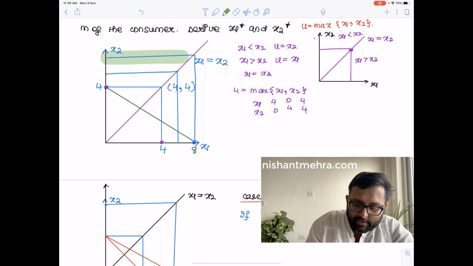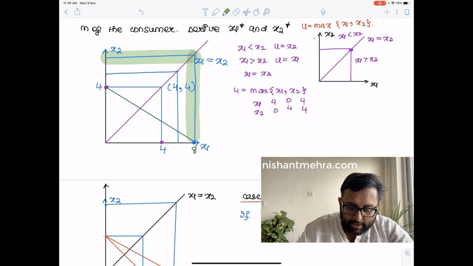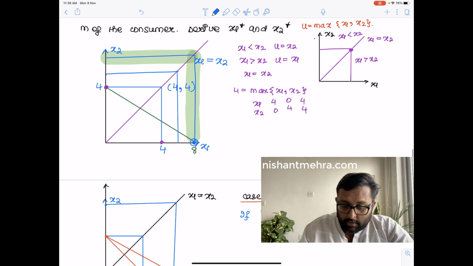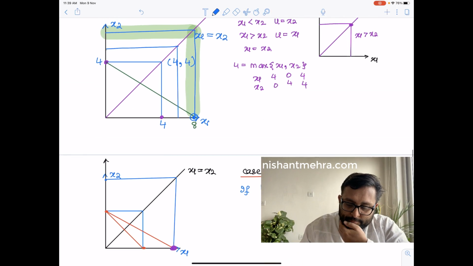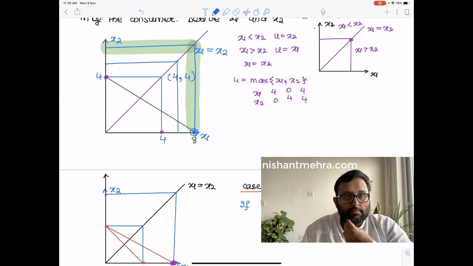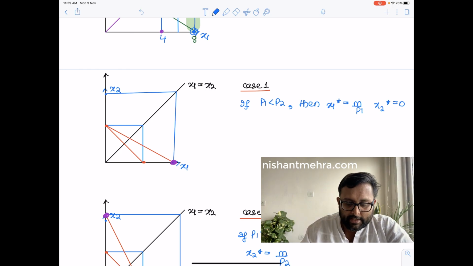This one is the highest indifference curve. And you will be consuming where? You're consuming here. Corner solution. So it means what? This is what case? When the slope of the indifference curve is less than 1 out here, let's say. So if P1 is less than P2, what are you doing? You're consuming all of X1. That's what has been the case out here.